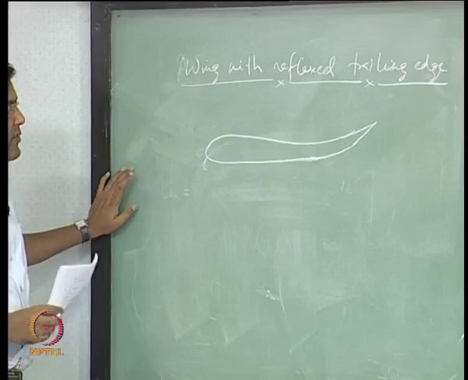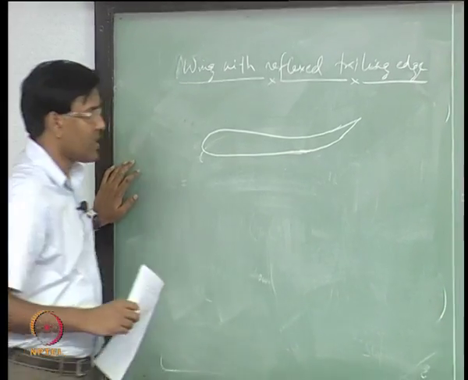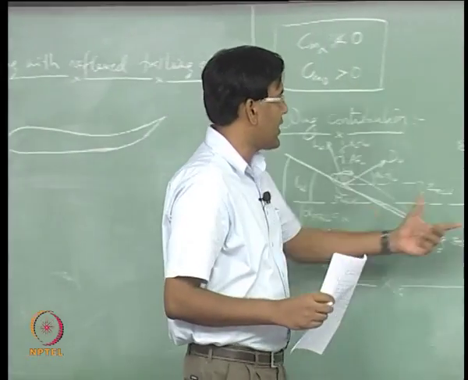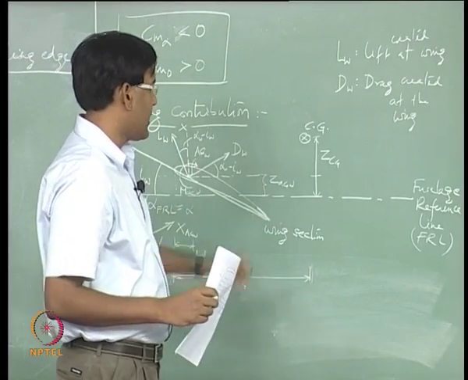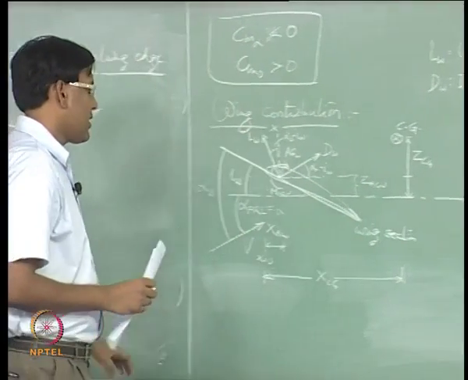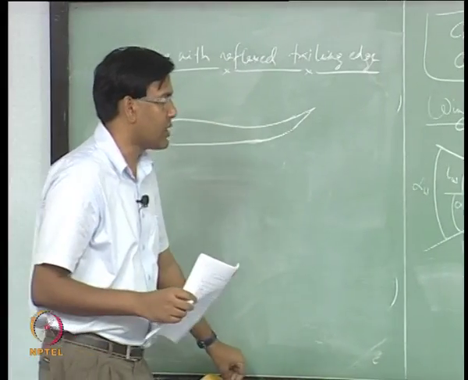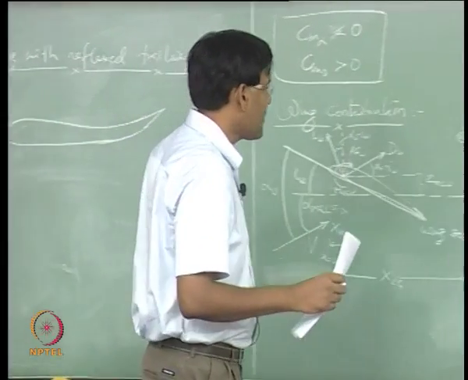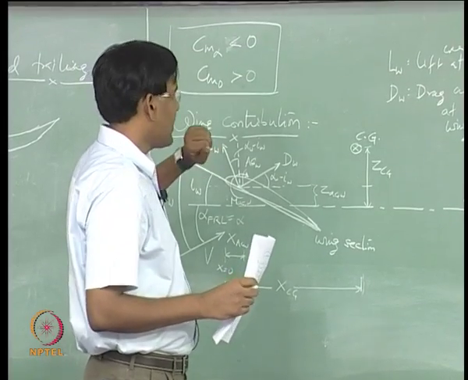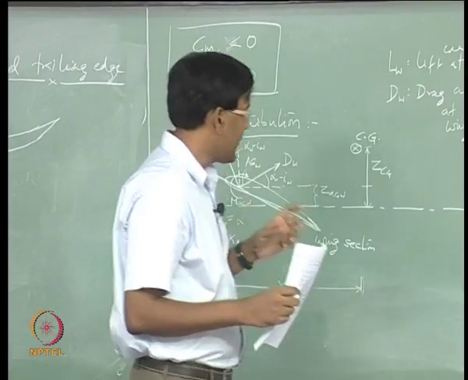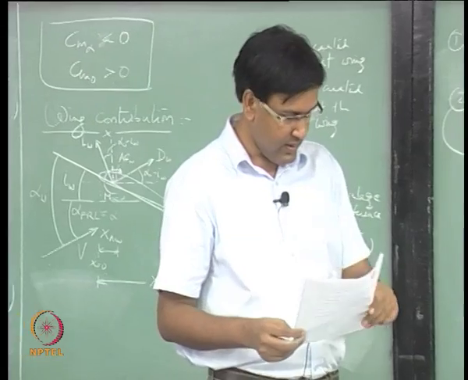A normal aircraft will come equipped with a horizontal tail which will provide extra stability to the aircraft in pitch, and we are going to look at the contribution to Cm0 and Cm alpha coming from the tail in the next class.